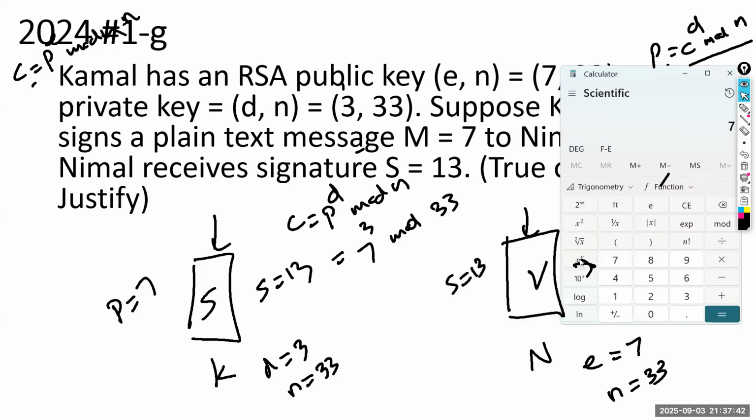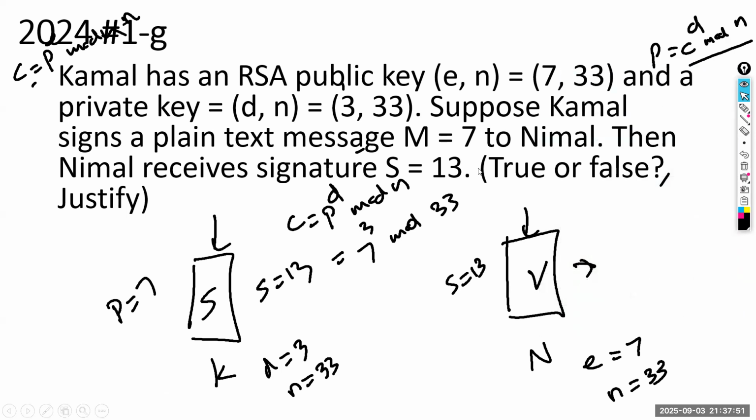7 to the power 3 mod 33. That is the sign. The sign is 13. Yes, the question says 13, and yes, we get 13. So therefore the answer is true. Okay, the answer is true.